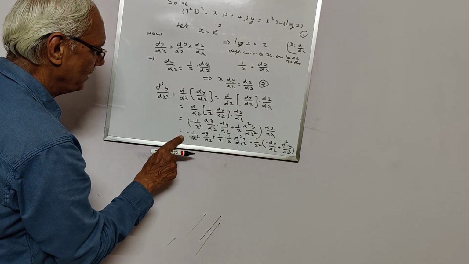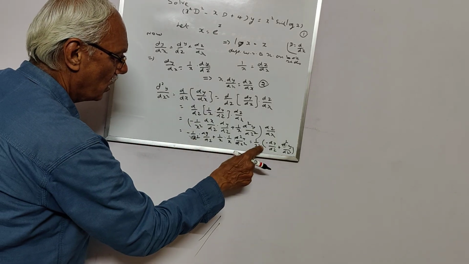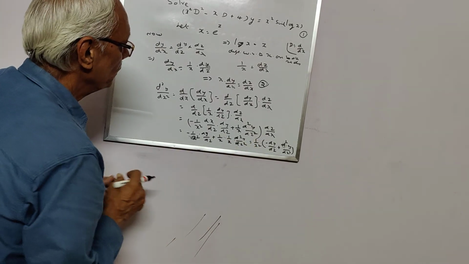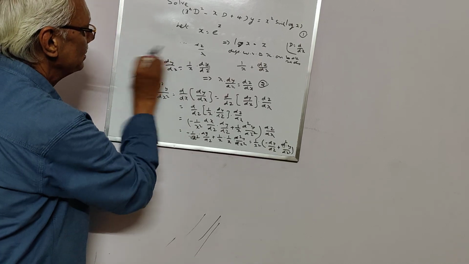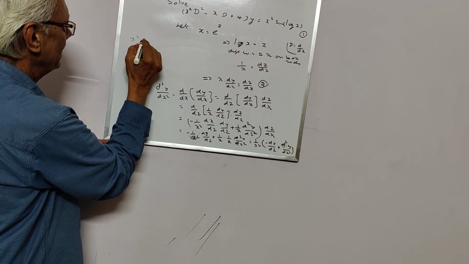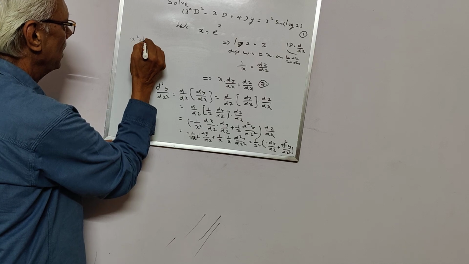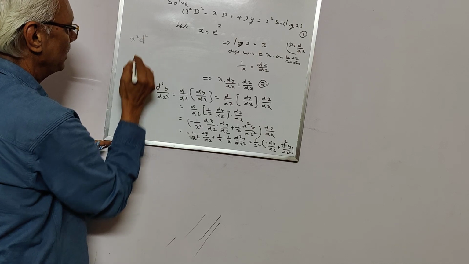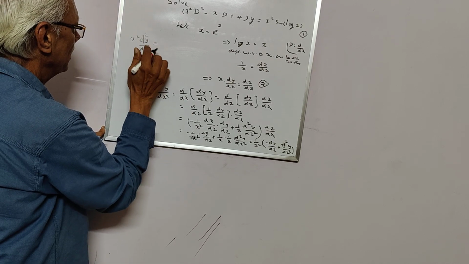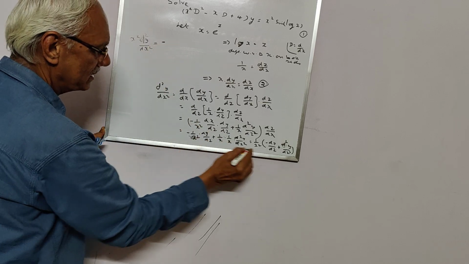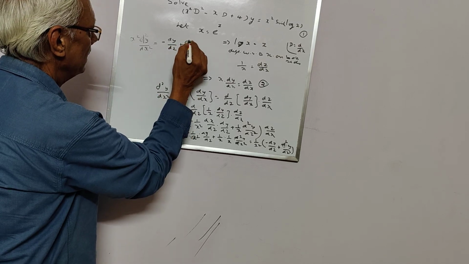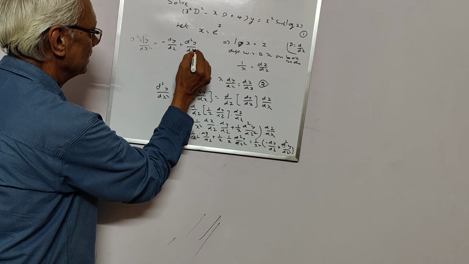So from this, what is it that we get? d squared y by dx squared is equal to 1 by x squared into this. Now cross multiply. So what will you get here? If you do the cross multiplication, you will get x squared into d squared y by dx squared is equal to minus dy by dz plus d squared y by dz squared.